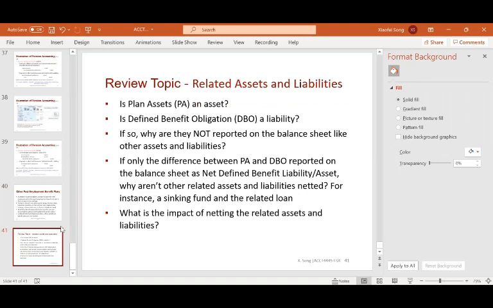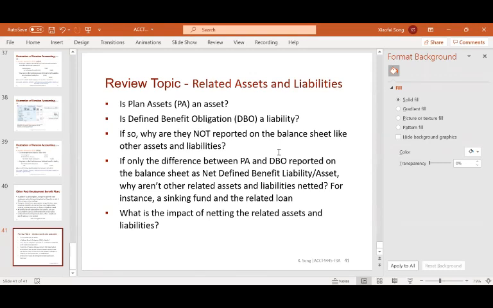Another one is this review topic. We didn't have a review topic this time at the beginning. What I wanted to talk about is probably better left until after we cover the chapter. That's the related assets and liability. The way the pension plan went through changes did not resolve all the controversy. One of the controversies is this netting of assets and liability. Plan assets (PA) and DBO are related, but they are not the only items that are related.